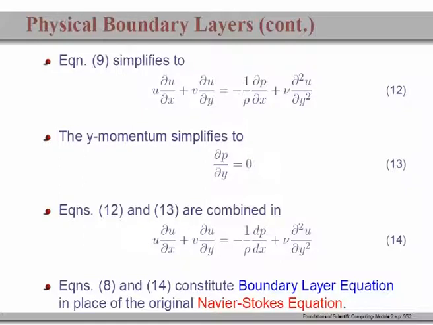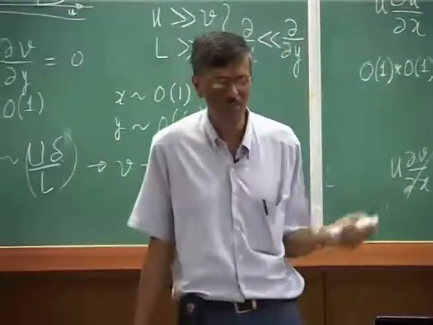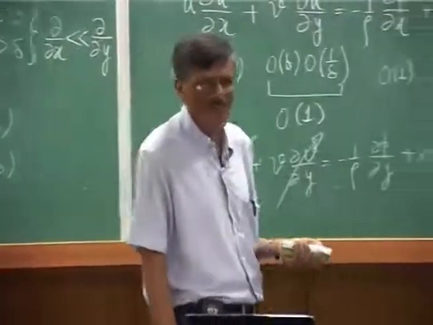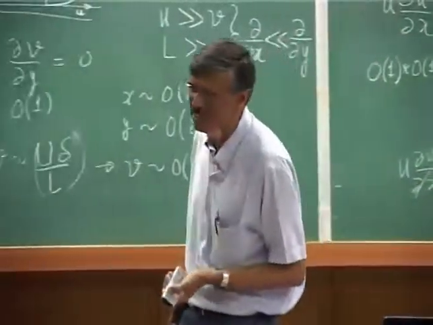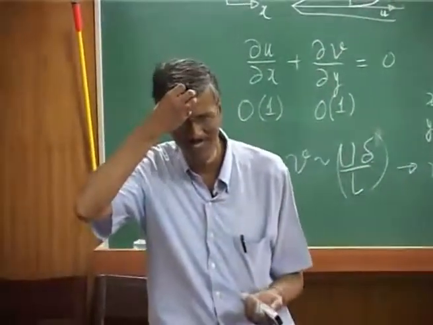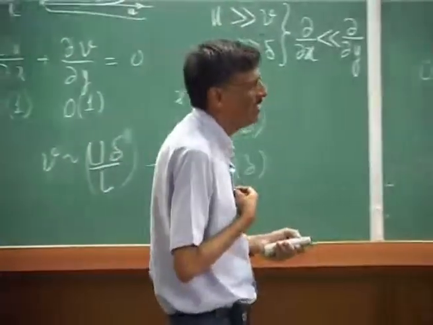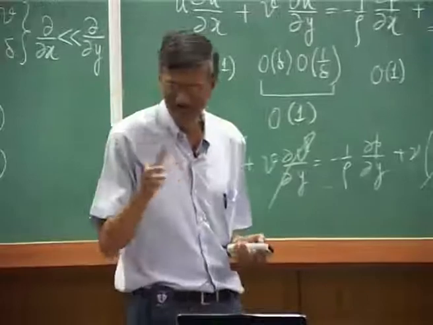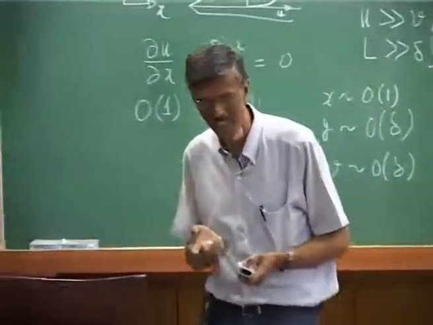So, what was the big deal? This was a singular achievement by Ludwig Prandtl in Göttingen in 1904. As I told you, he published this paper and nobody noticed it. For nearly 7-8 years, people thought it was just a simple piece of work, some 7 or 8 page paper. It was not very important. Then, of course, people realized that this simple trick actually converted the nature of the problem mathematically.